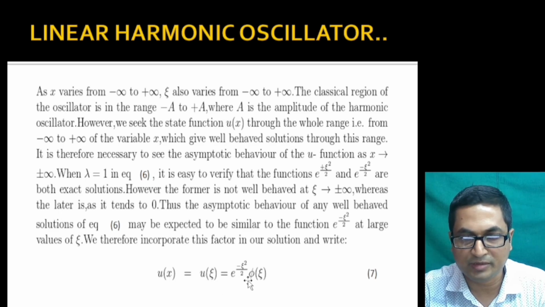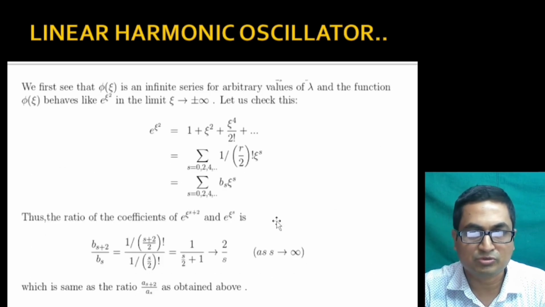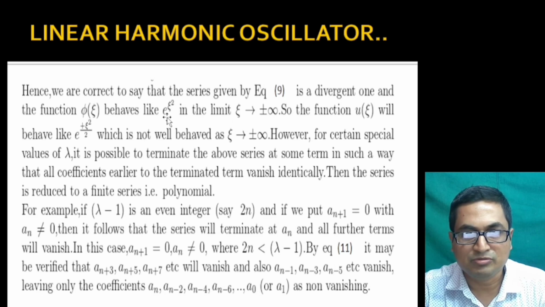will now become e to the power plus xi square by 2, because this is e to the power xi square. This e to the power xi square cancels with this minus xi square by 2, and it will be e to the power xi square by plus xi square by 2. So our solution is now e to the power xi square by 2.